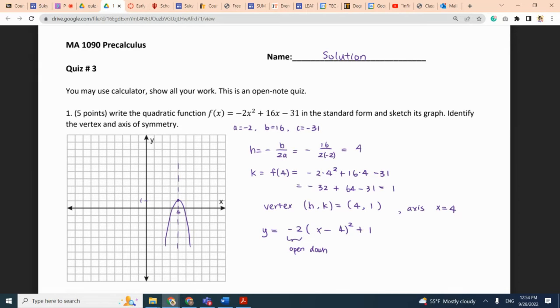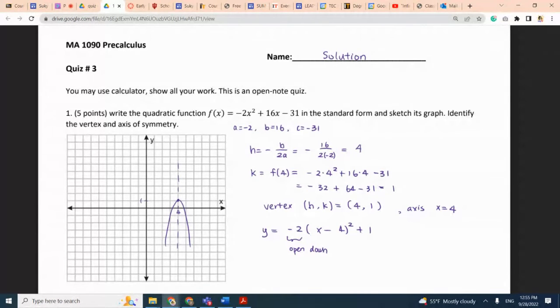And how do we find the k? We plug in f of h. But h is 4, so you plug the 4 into our quadratic, like this formula, right? Replace x by 4. So -2 times 4 squared is -32, and then 16 times 4 is 64, minus 31. And we know that 64 is like 2 copies of 32. So that's why 64 minus 32 is still 32. And then minus 31 is 1. Okay, so we get h and k. That's the vertex.